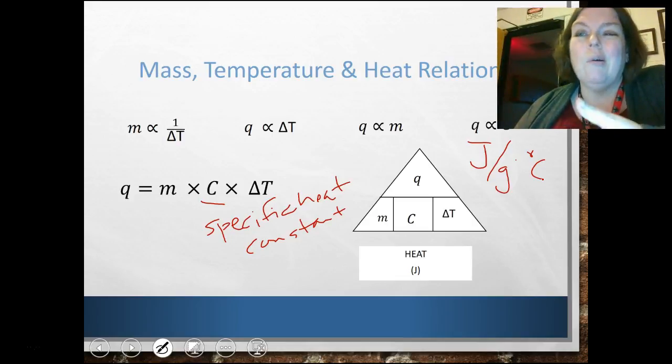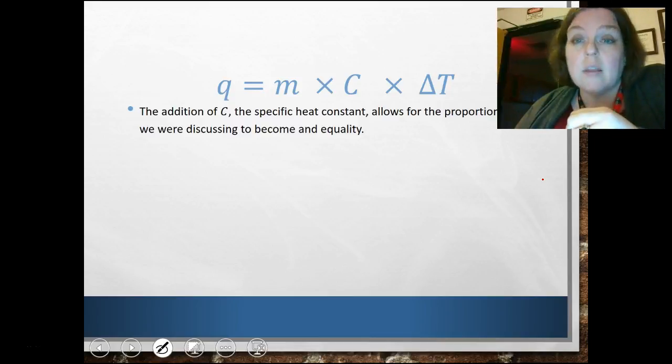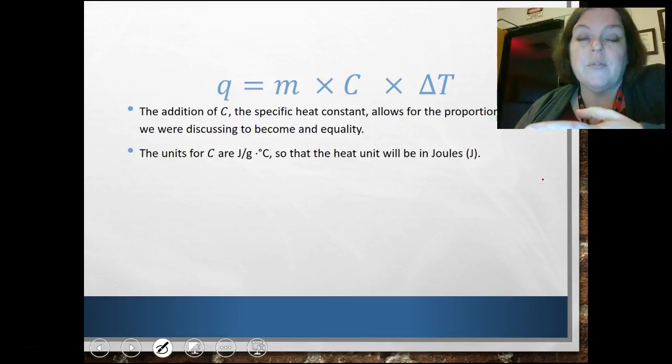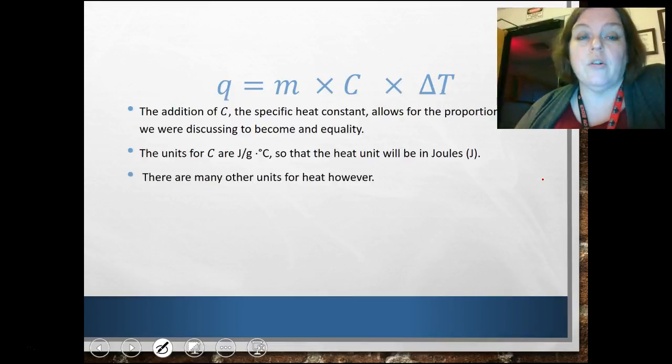Okay, so this kind of wraps up what we did today in class and gives you an idea of where we're headed. Tomorrow we're going to be working with specific heat. So we have this equation. The addition of C, a specific heat constant, allows for proportionalities to become equalities, because now we have a constant that we're using there. The units for C are joules per gram degree Celsius or kilojoules per gram degree Celsius, depending on what you're looking at.